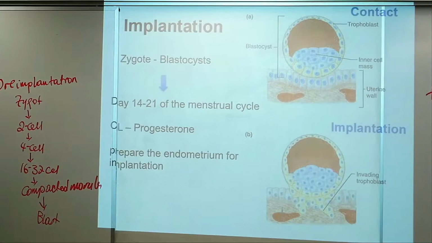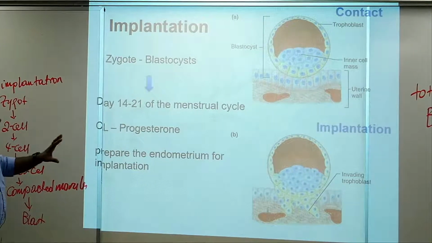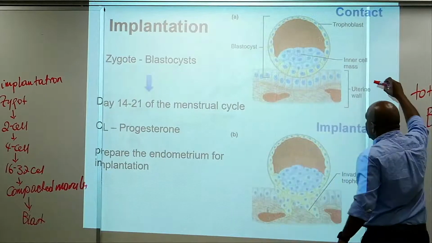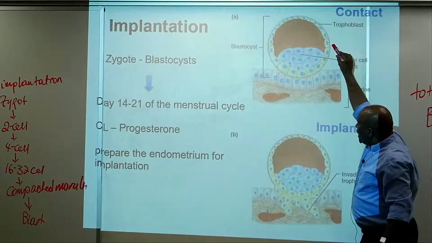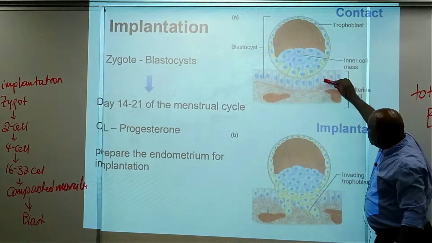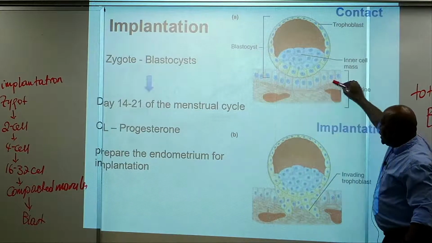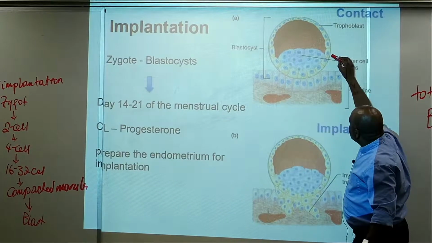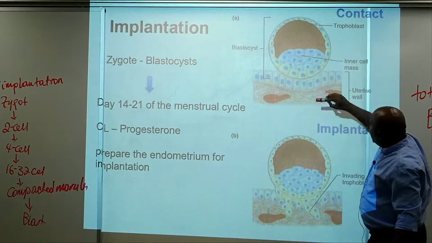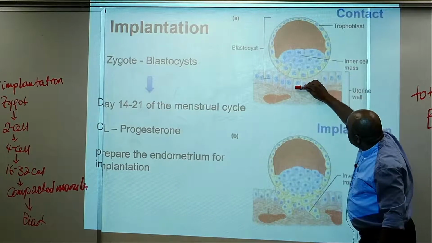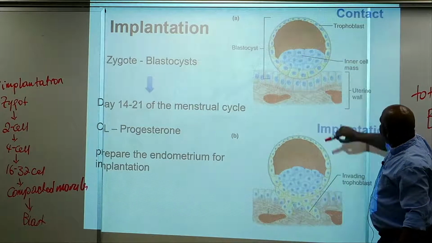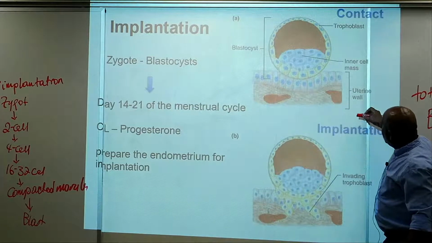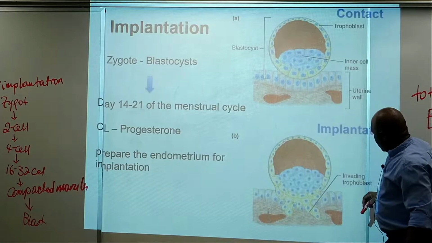So how does implantation occur? The first event in implantation is the contact between the blastocyst stage embryo and the endometrial cell lining. We see here the inner cell mass, and the yellow ones are the trophectoderm cells. The first contact will be established here, that is the endometrial lining of the uterine wall, and the inner part is the myometrium.